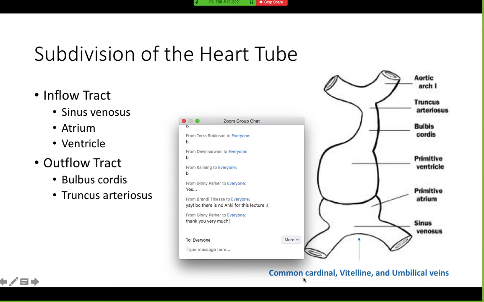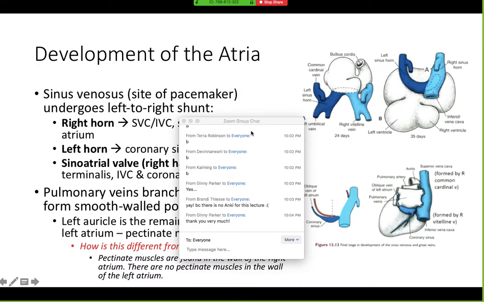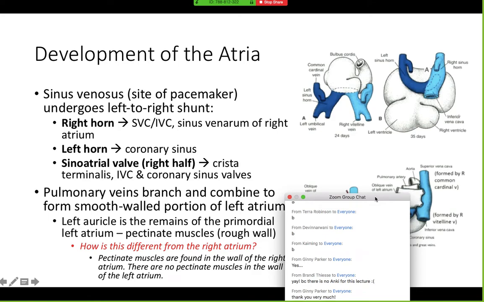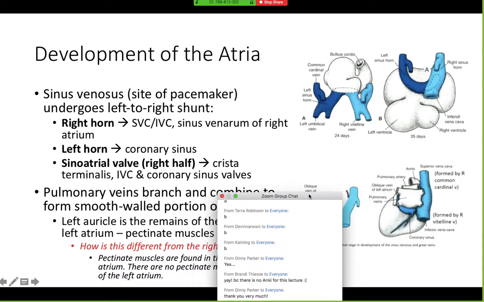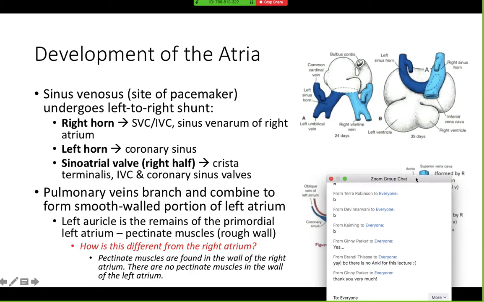And you have common cardinal veins, vitelline veins, and umbilical veins all dumping into the sinus venosus. Okay, so on this slide, you want to realize that at this point the sinus venosus is just a single atrium. So our goal here is to shift everything to the right, so we start having the blood coming in one side and going out the other side.